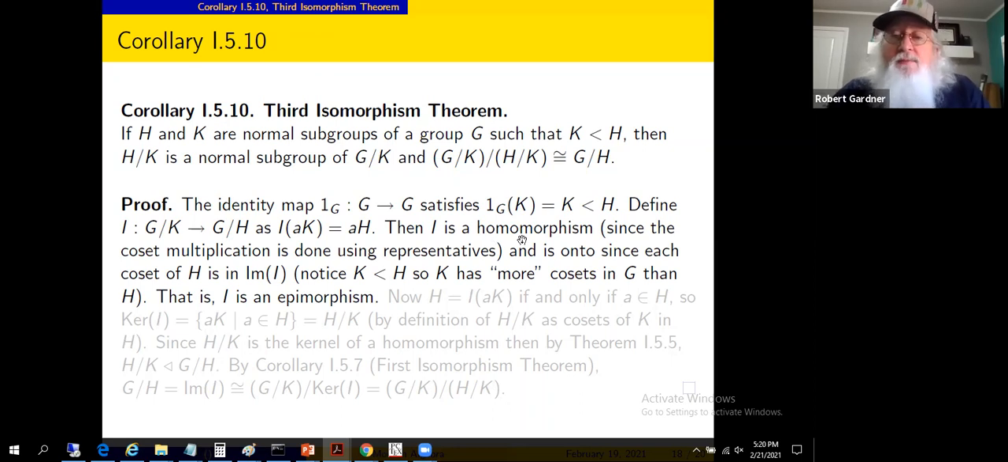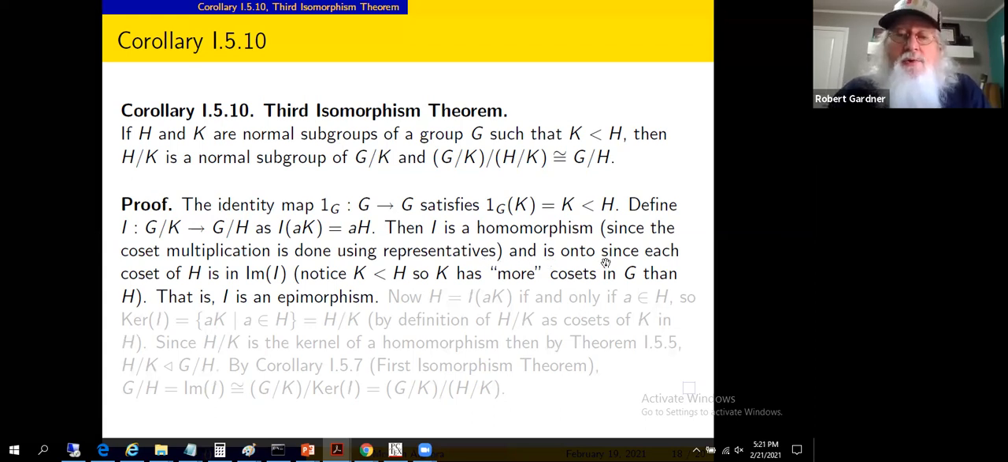I is a homomorphism. Why is that? When I deal with a binary operation in this group, we're going to add cosets together, or multiply cosets together, using representatives. And you do the same type of multiplication over here. Coset multiplication is done by representatives in both settings, both G mod K and G mod H. So you've got yourself a homomorphism, an elementary exercise to establish this really is a homomorphism.